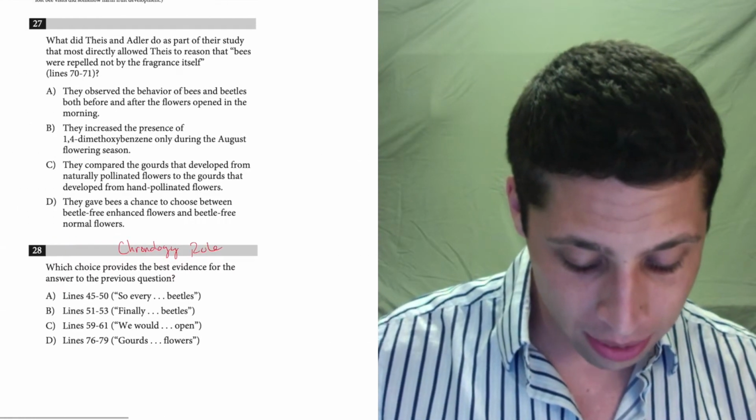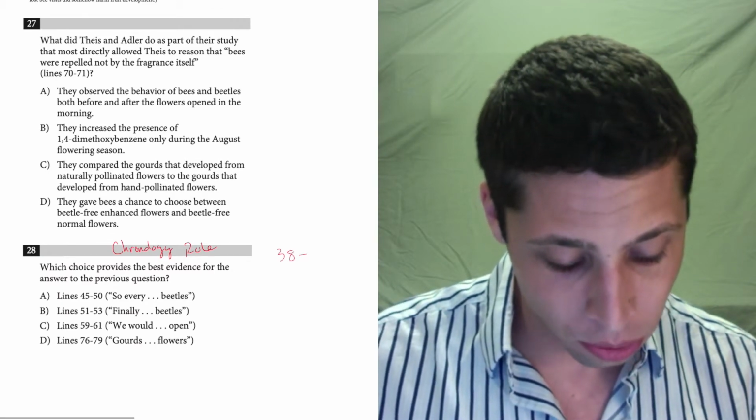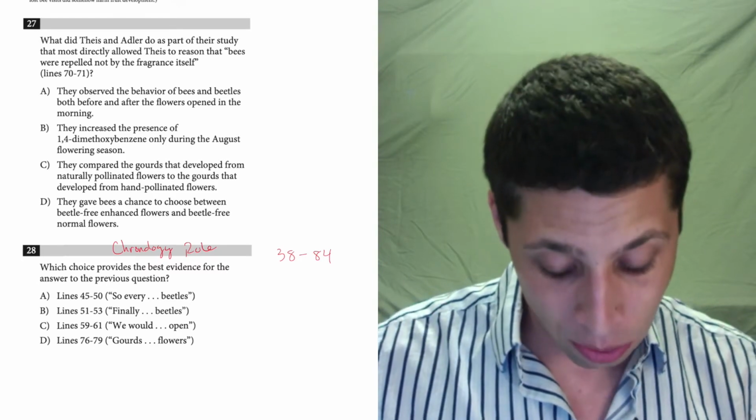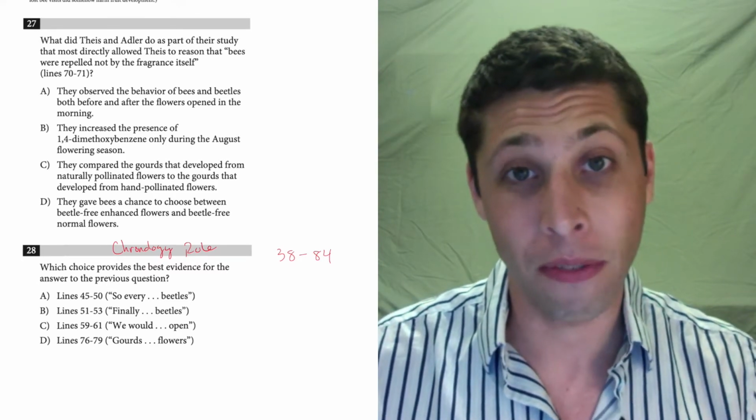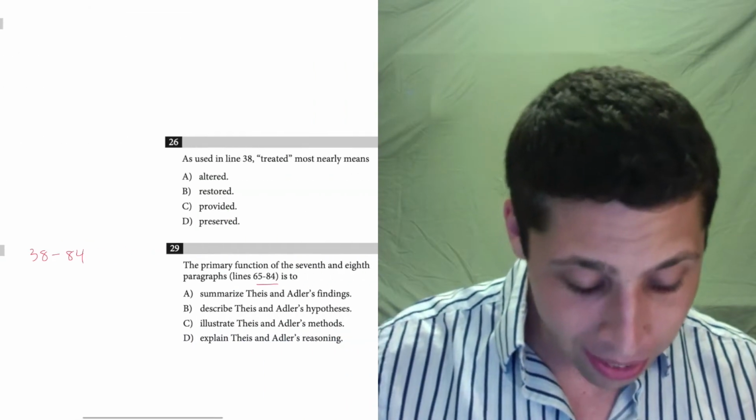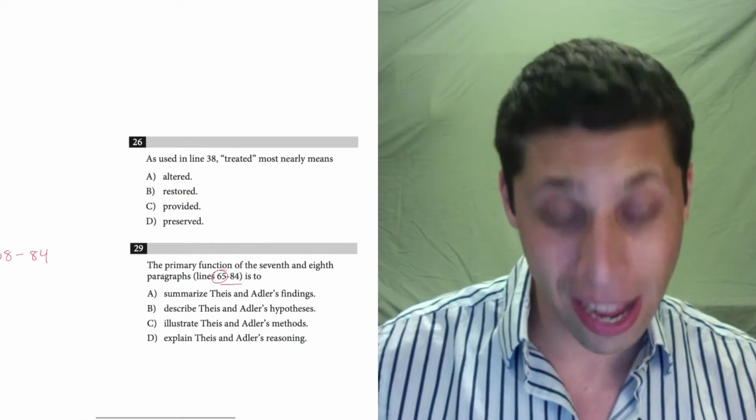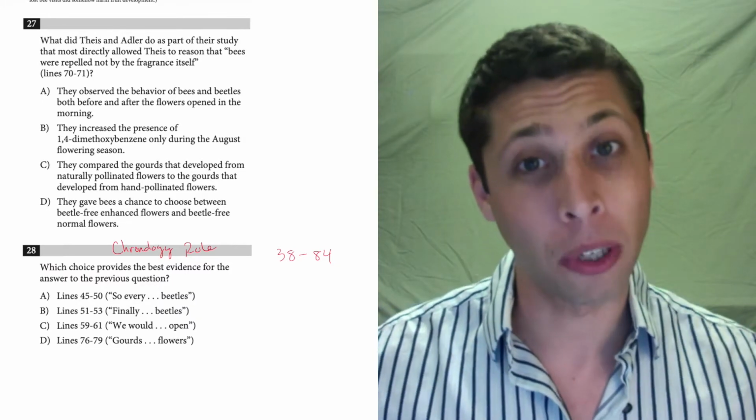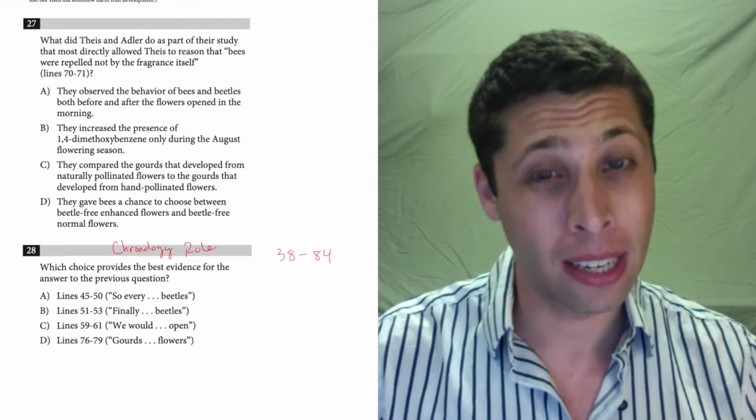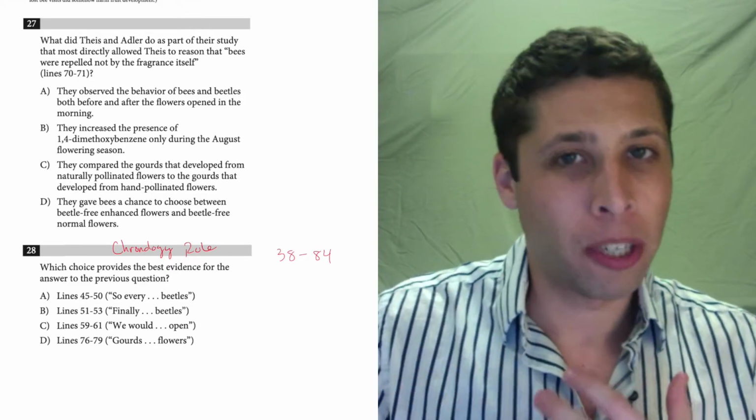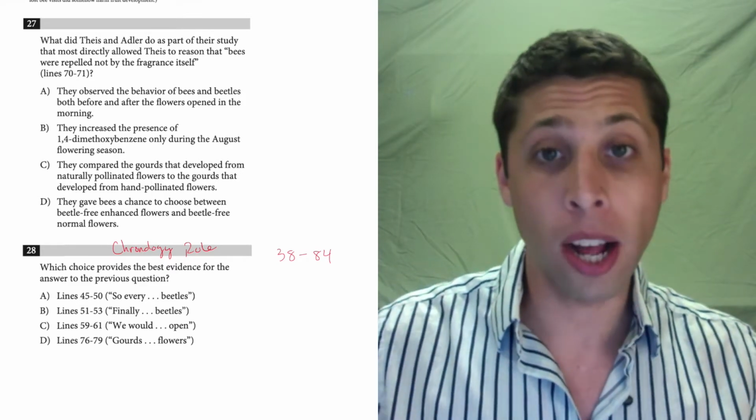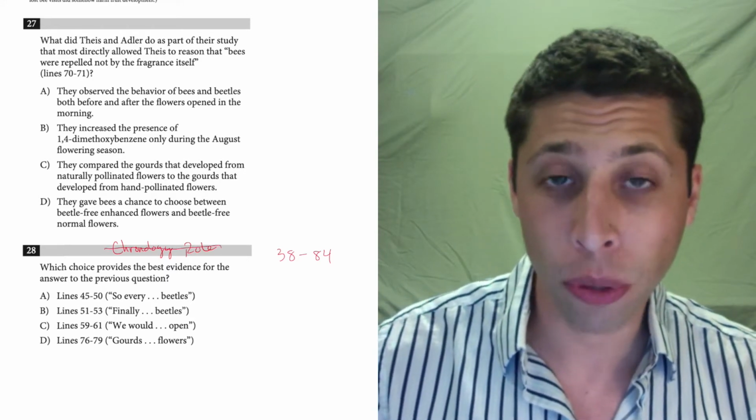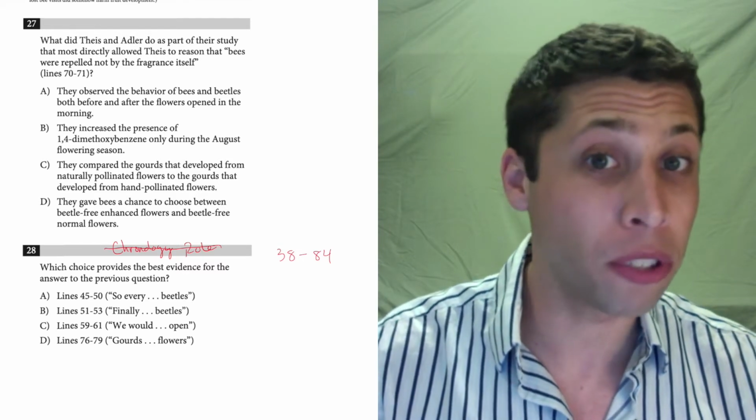So 38 to 84 is pretty big. And notice all of these line references fit in that range. If I started with 65, that would restrict some of these. But generally with the chronology rule, you want to be a little bit more expansive. If something's overlapping, you probably want to include it. So to me, the chronology rule here is not very helpful. It's not going to help me eliminate any of these choices. It's not going to give me a little bit of a boost if I need to guess.